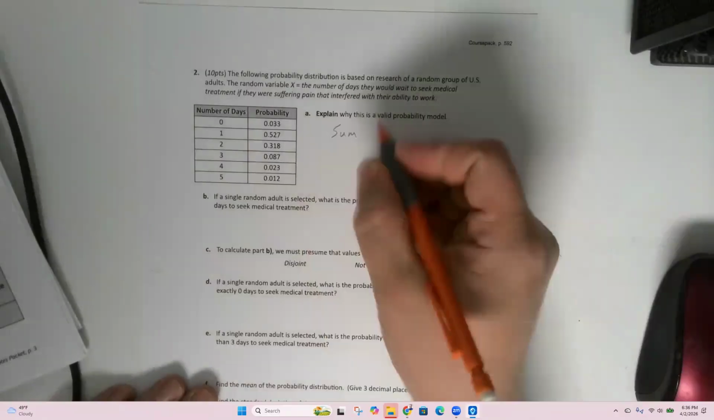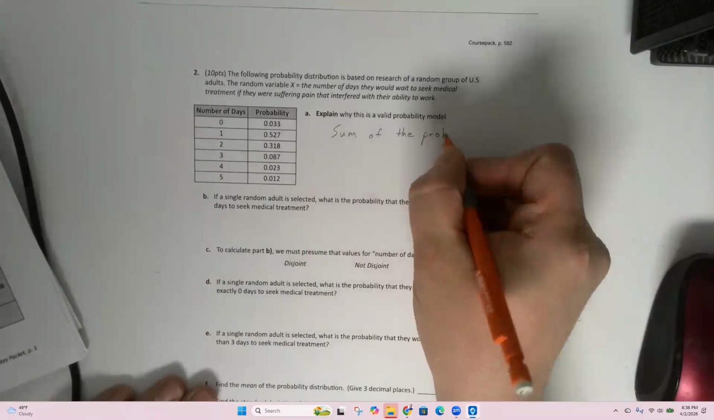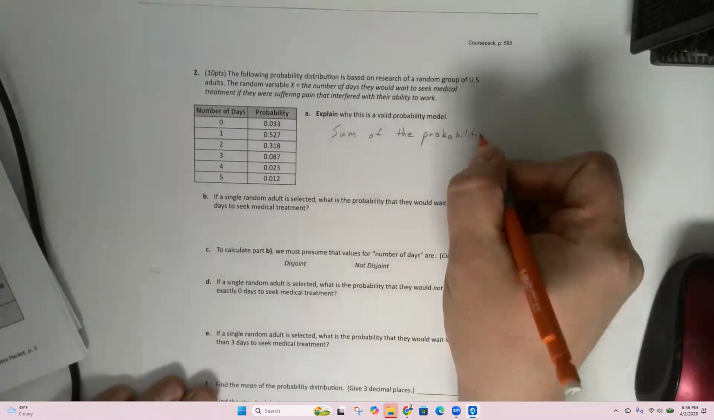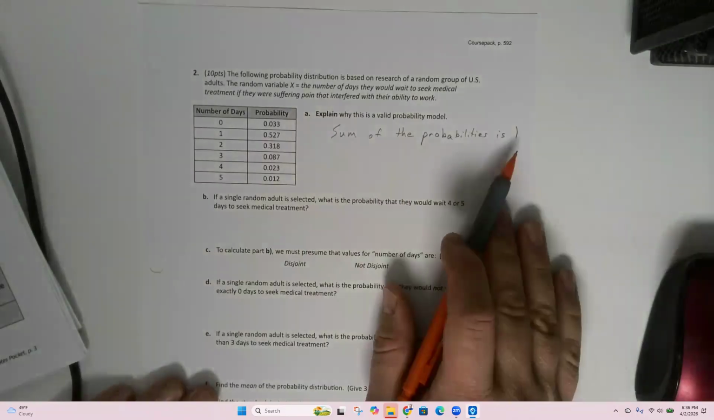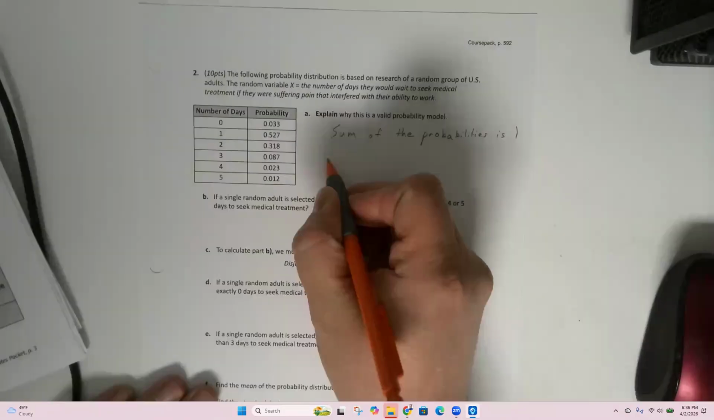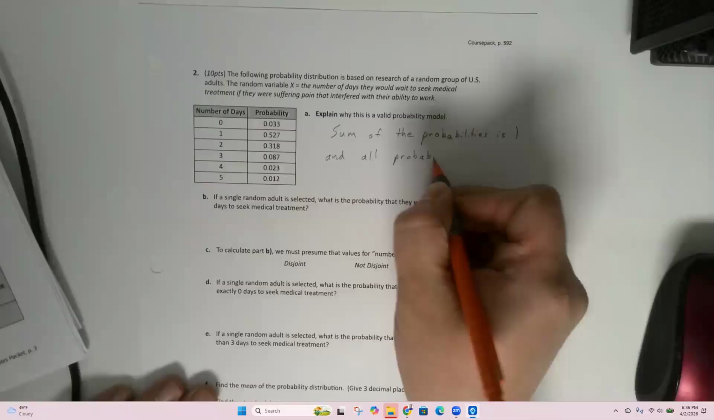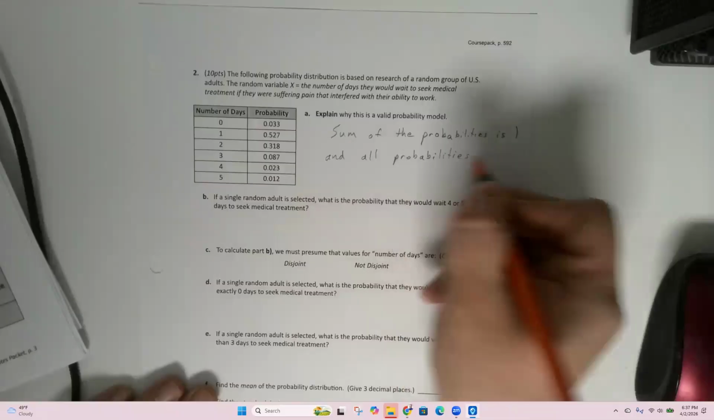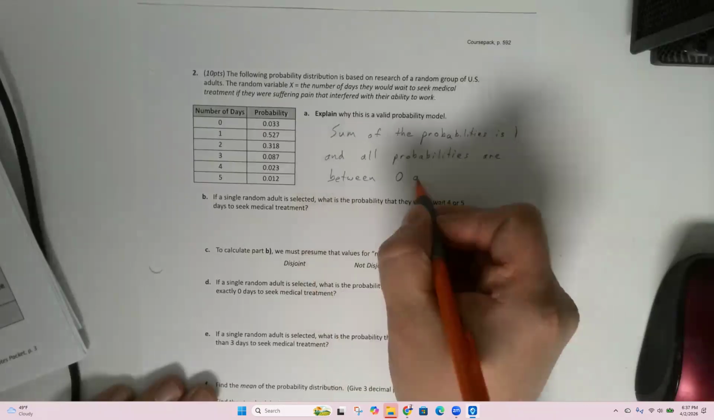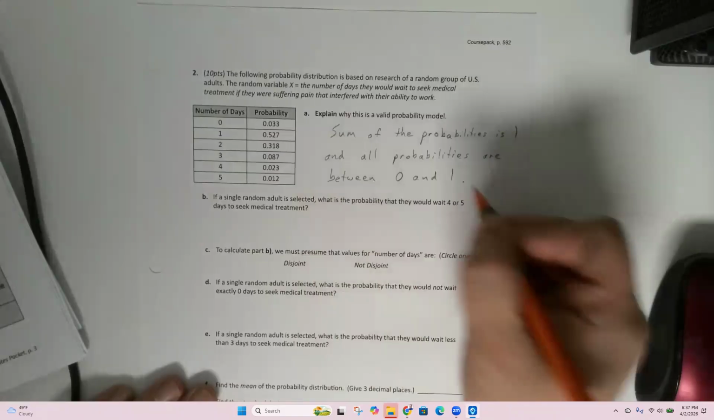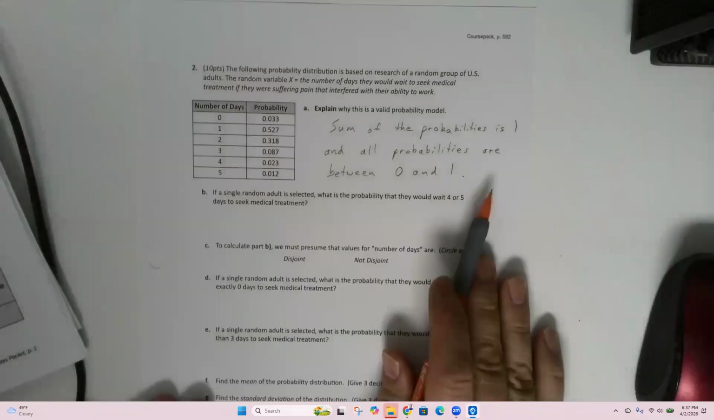There's the sum of the probabilities. The sum of the probabilities equals 1, right? And all of your probabilities are between 0 and 1. Yep, between 0 and 1. So that's if you wanted to write it out.